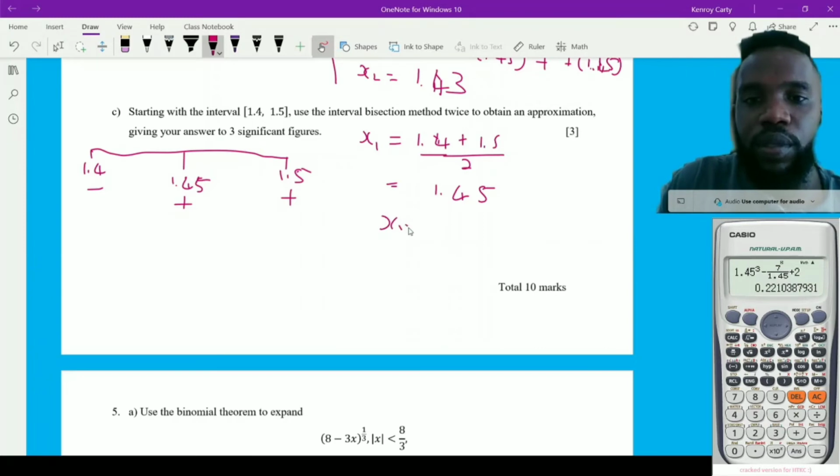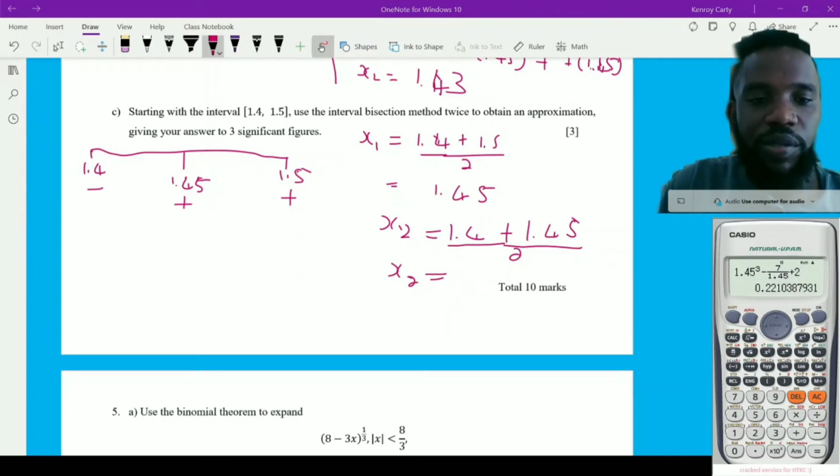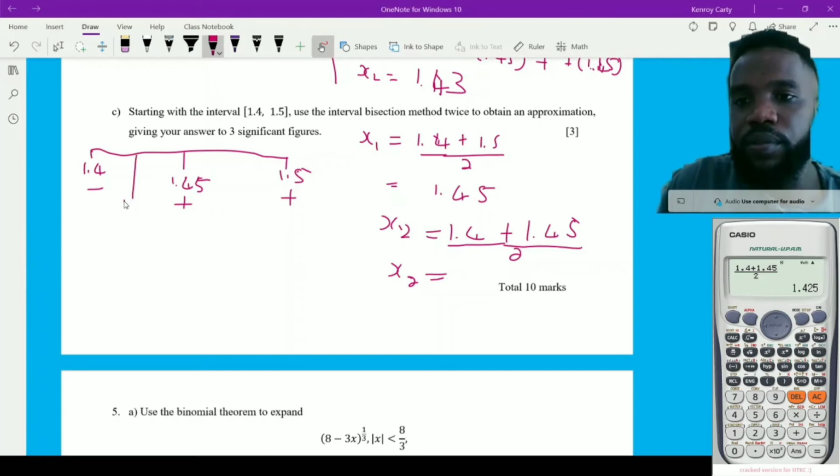So I can say that x2 is equal to 1.4 plus 1.45 all over 2. Alright, let's go back to the calculator. So 1.4 plus 1.45 over 2 is 1.425. So it's going to be in here.